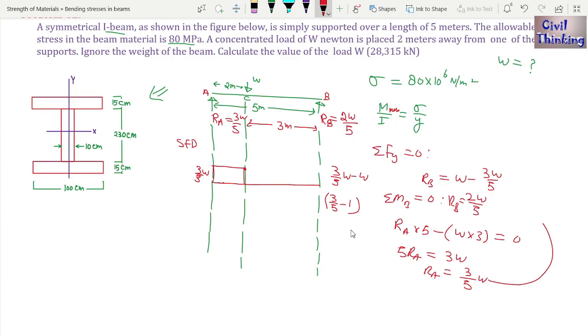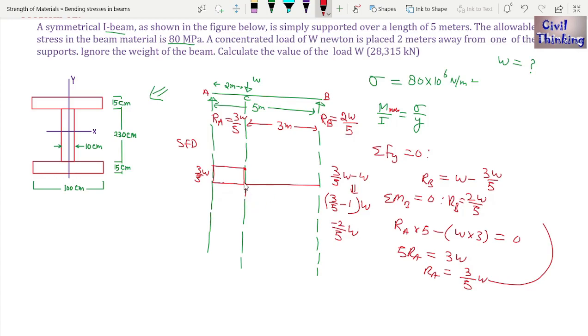Now I have already shown a video lecture on how to draw shear force diagrams, and I hope you know what I am doing right here. If you don't know, please consider watching my video lecture on how to draw shear force and bending moment diagrams. Anyways, W will be common here. This is going to be 3 by 5 minus 1. It is going to be 3 minus 5, which is minus 2 divided by 5, okay? So it is going to be 2 by 5 downwards. Now this much is 3 by 5, it is going to be 2 by 5.